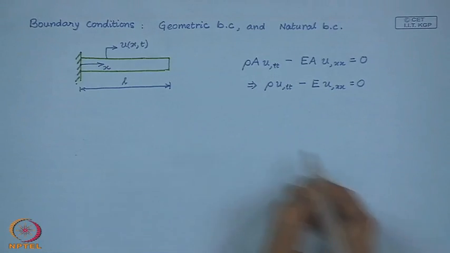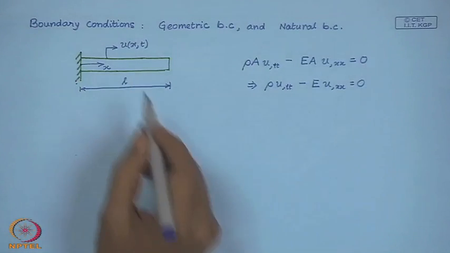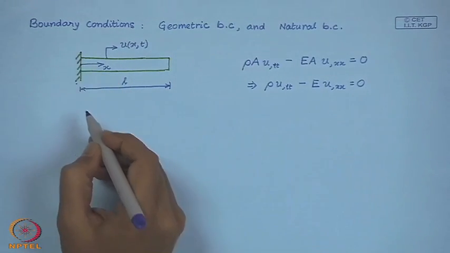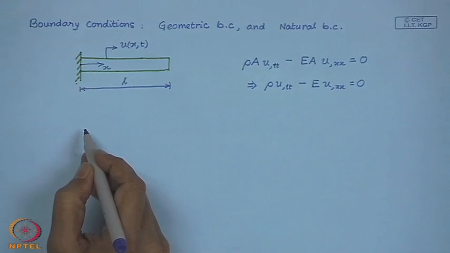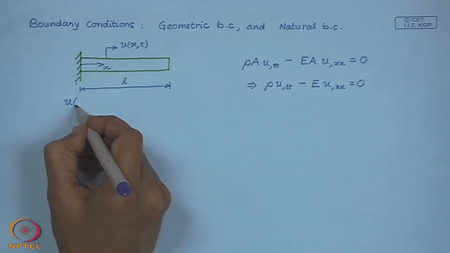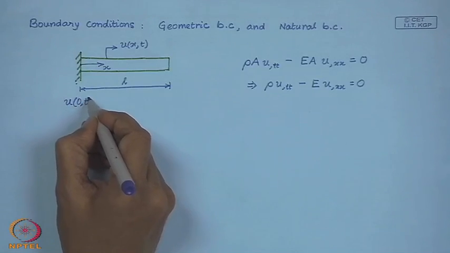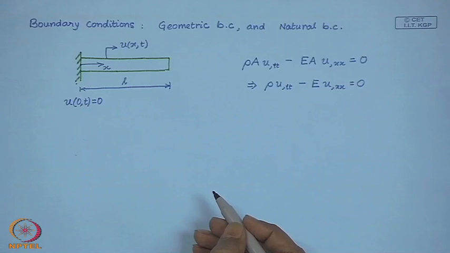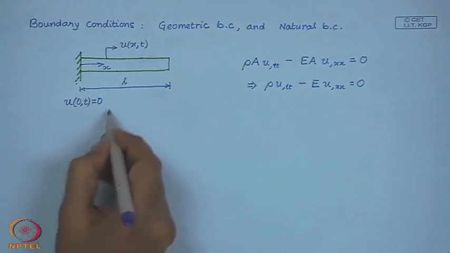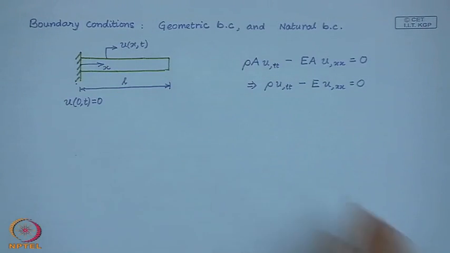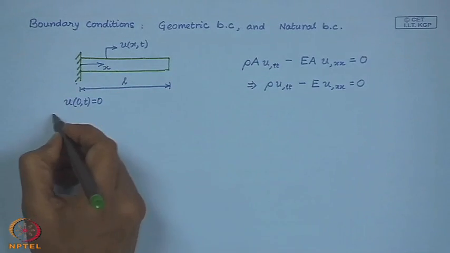Now, the boundary conditions of this bar. As you can see, this end of the bar is completely fixed at the wall. So, at x equal to 0, there cannot be any axial motion of the bar. Now, this boundary condition is fixed by the geometry of the problem. So, this is a geometric boundary condition.